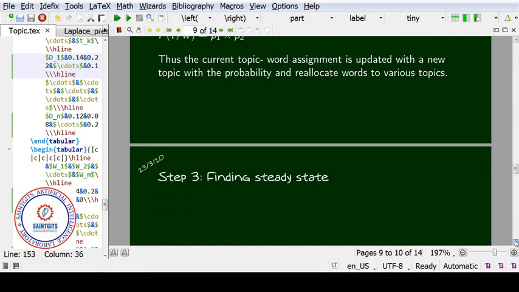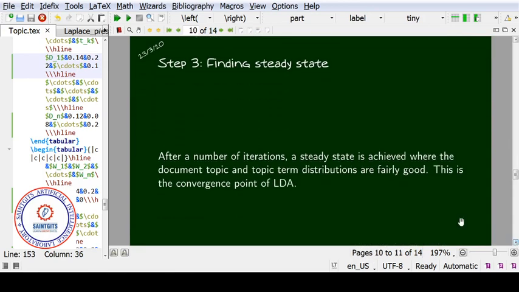That is our next step: finding steady state. After a number of epochs or iterations, a steady state is achieved. That means no more reallocation of words into different topics will happen. It is achieved when the document-topic and topic-term distributions are fairly good. There is no more change.